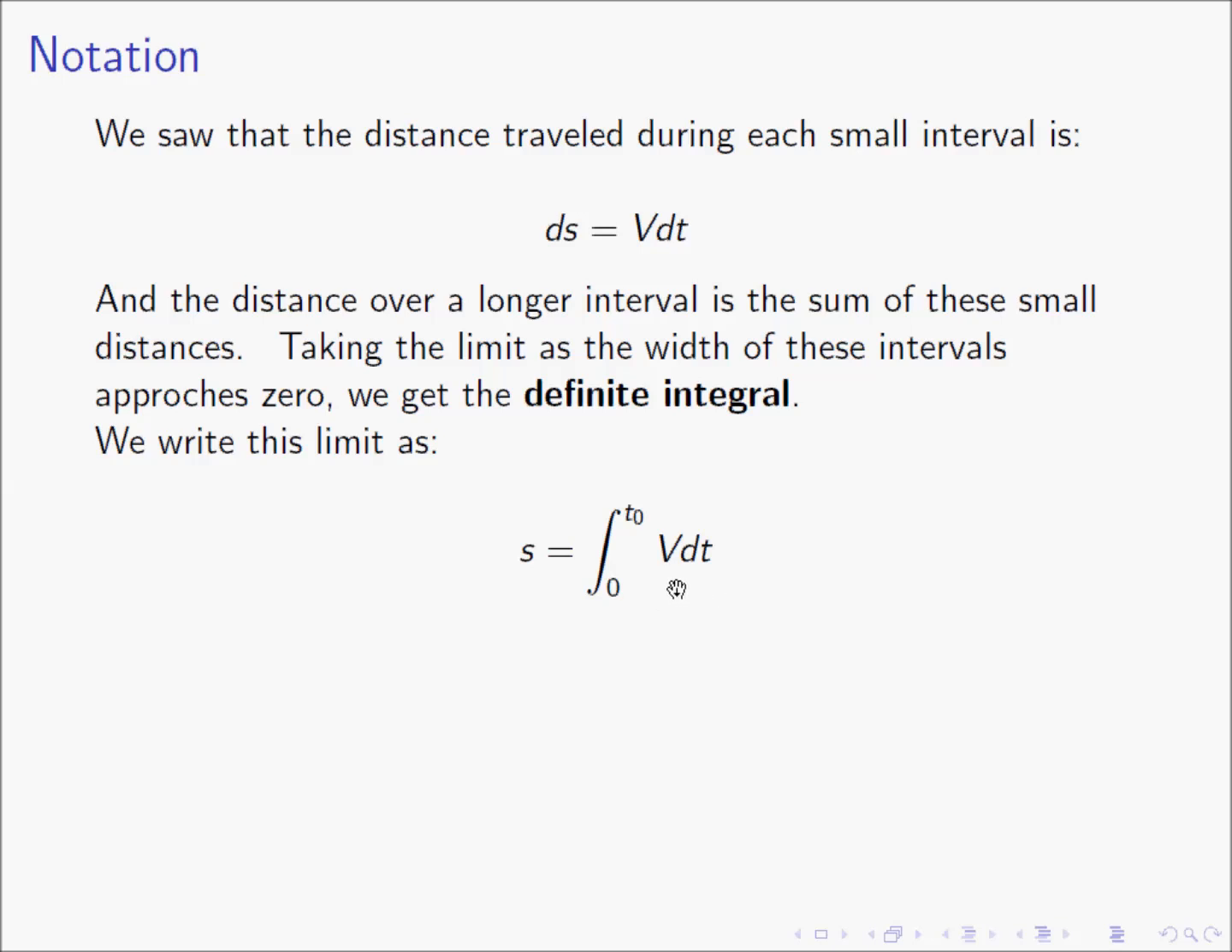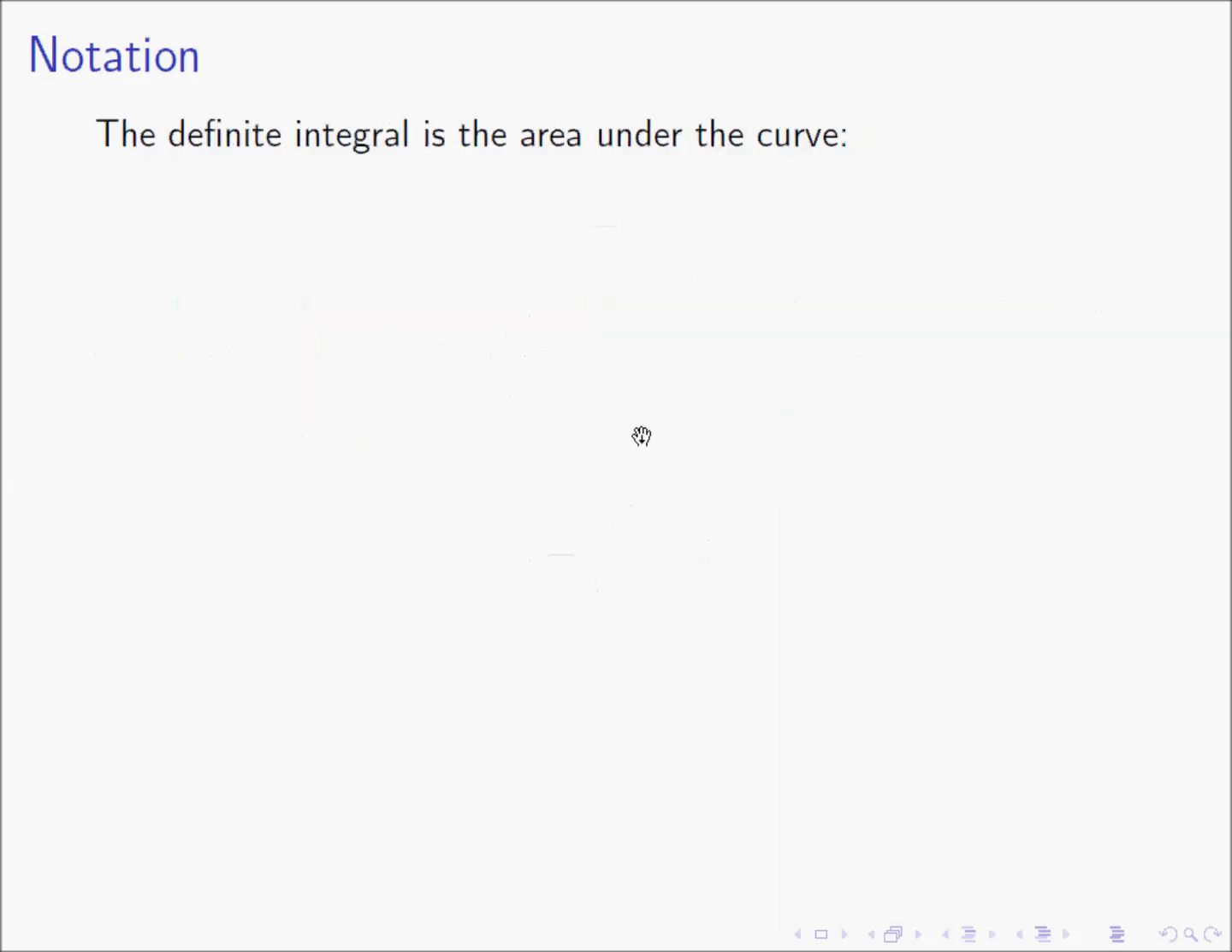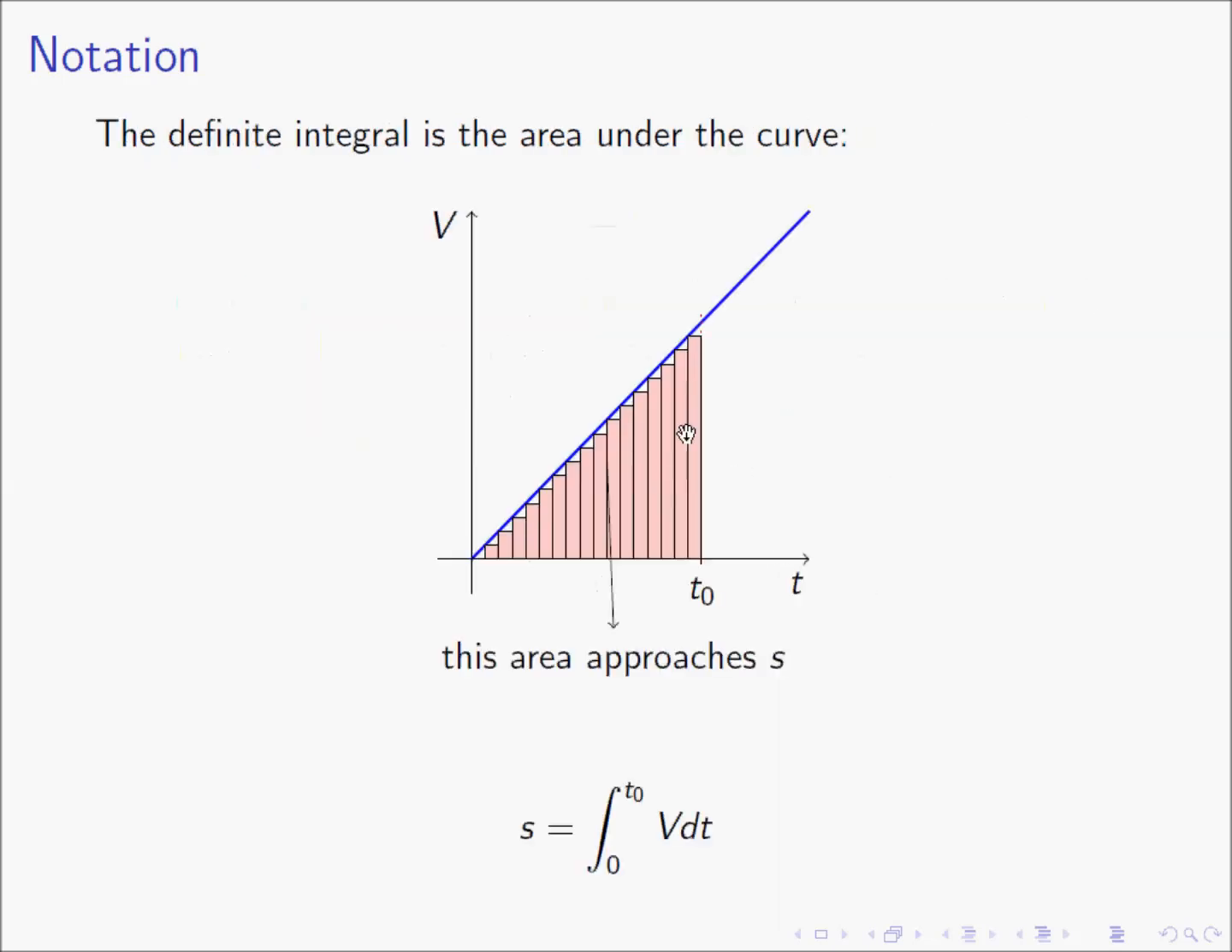Now you get to understand why you use the dt here, because we are really taking an infinite sum, that is, the limit of a sum as the number of terms approaches infinity. What is new here are these two numbers, 0 and t sub 0, and these two numbers only convey in what interval you want to integrate. We're going to talk a little bit more about that later.